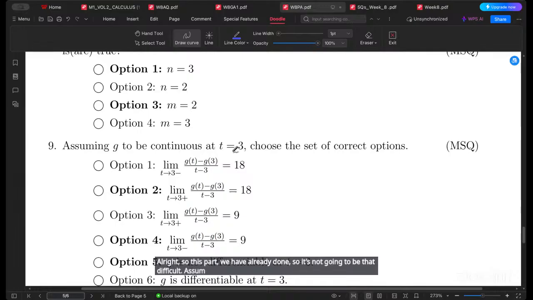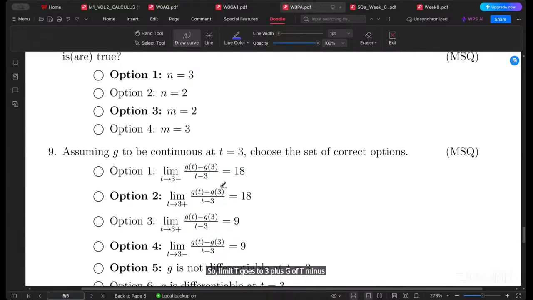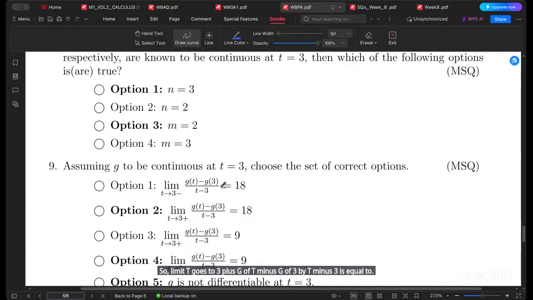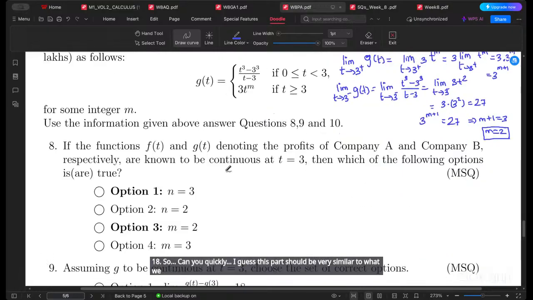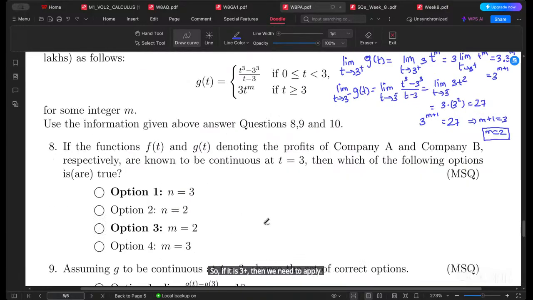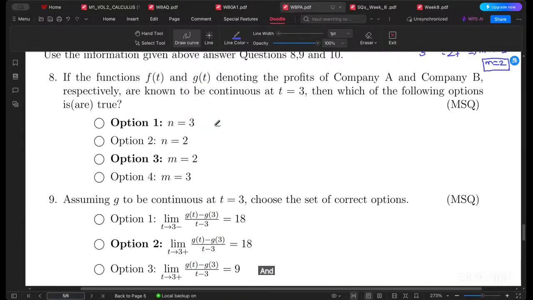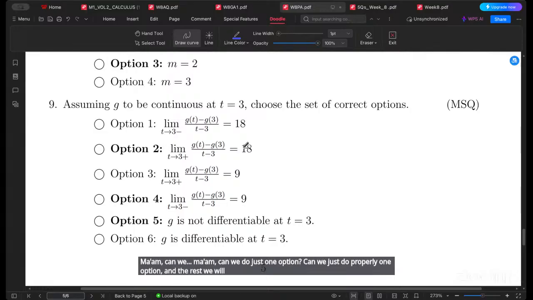Assuming g to be continuous at t equal to 3, choose the set of correct options. So limit t goes to 3 plus g of t minus g of 3 by t minus 3 is equal to 18. So I guess this part should be very similar to what we did here, right? So if it is 3 plus, then we need to apply 3 into t power m here, and g of 3 again. Ma'am, can we just do one option properly and the rest we will be able to do? All right, then we'll do just one.